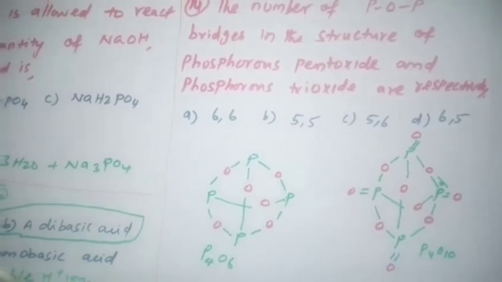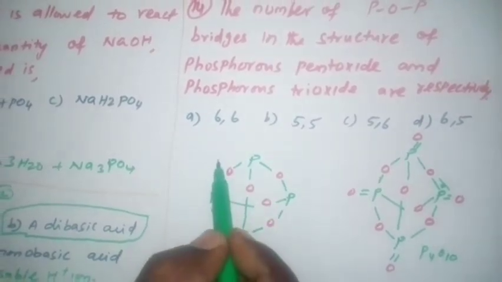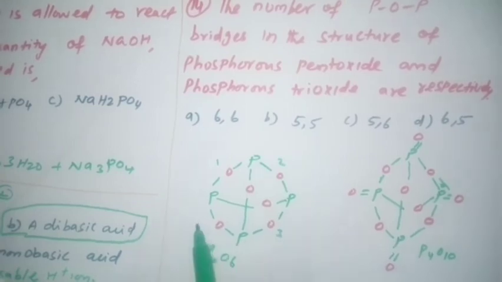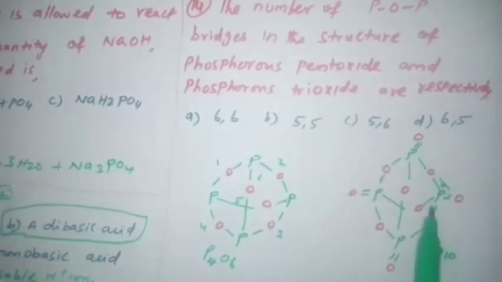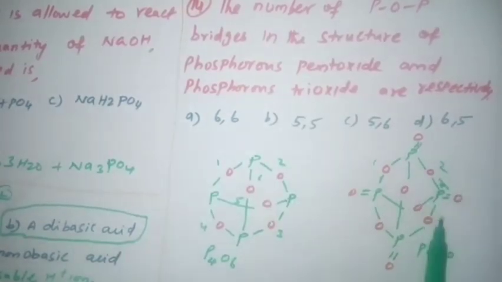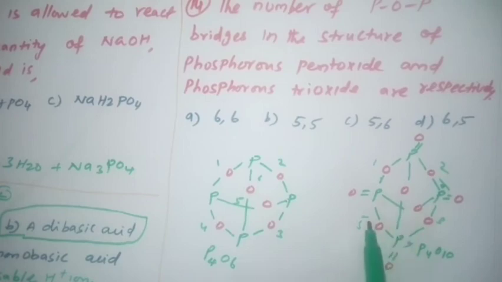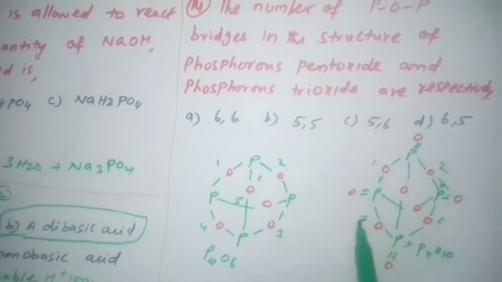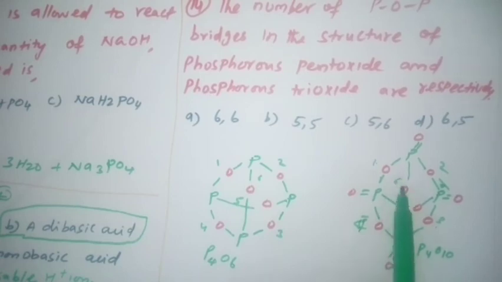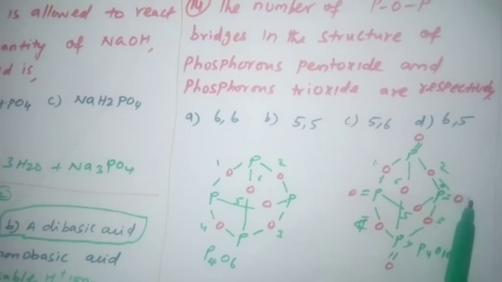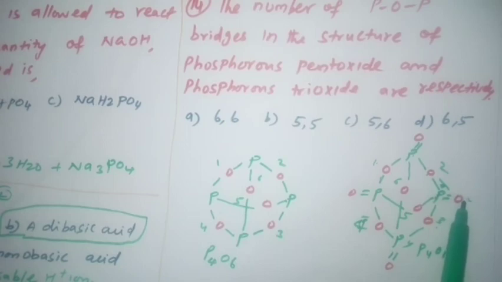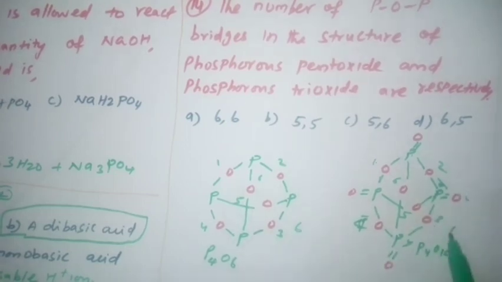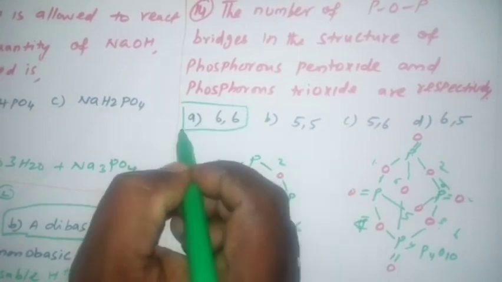Now count the number of POP bridges. This is 1 2, this 3 4, and here 5, and here 6. Here they ask only POP bridges. Then here 1 2 3 4, then here 5 6. This is not POP because there is only PO, there is no second phosphorus, but this is a POP bridge. So total here 6 bridges, here 6 bridges. So option A is the correct answer.